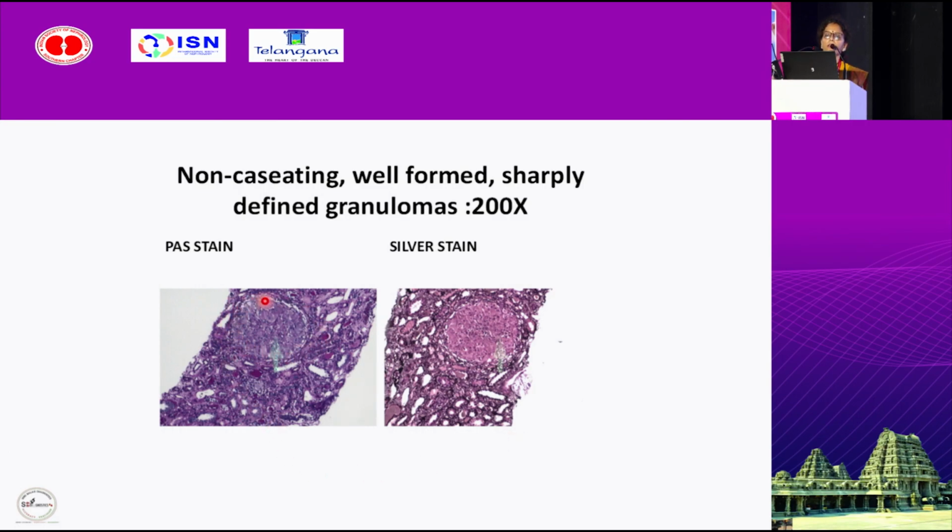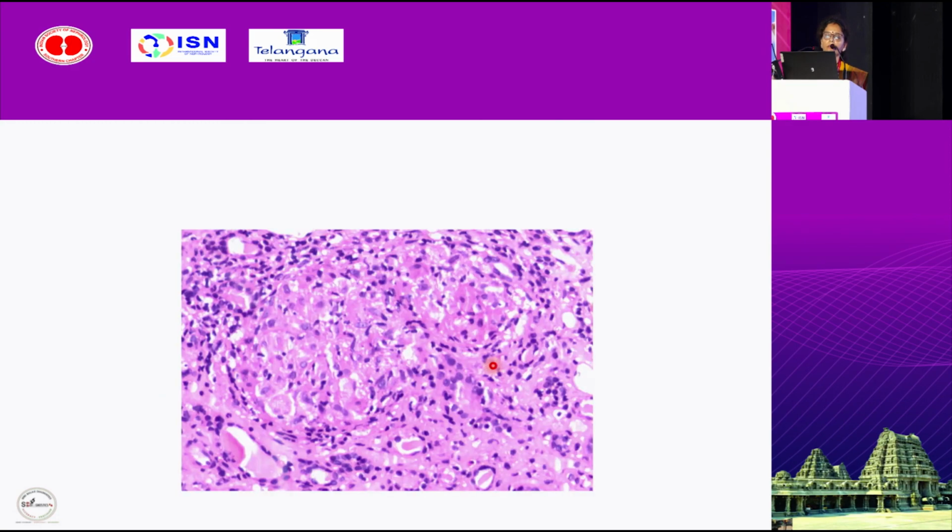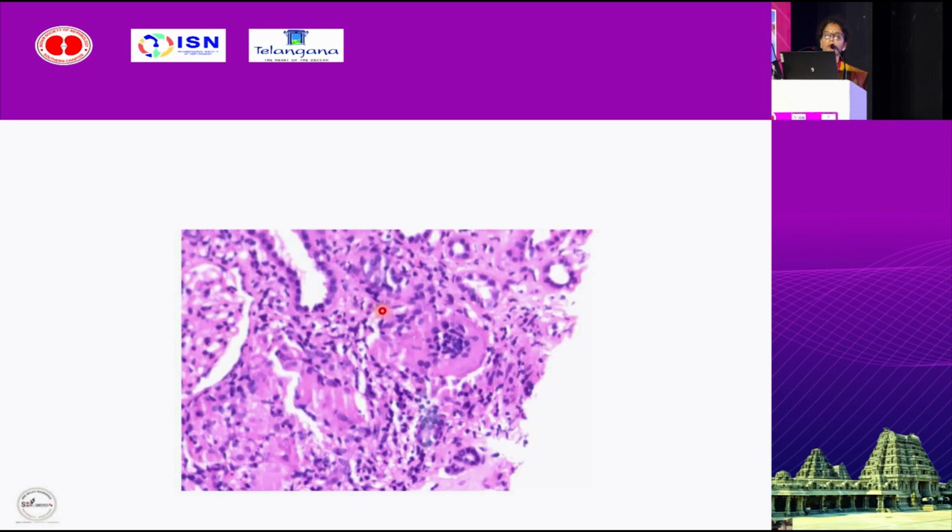these were actually granulomas, non-caseating, well-formed, sharply defined granulomas on PAS and silver stain. So there were these epithelioid histiocytes giving the appearance of a cellular crescent, but there is no Bowman capsule, not any capillary tuft, and these were the non-caseating granulomas. There were these multinucleated giant cells, and we can see here the portion of a glomerulus which is absolutely looking normal with no evidence of increase in cellularity.